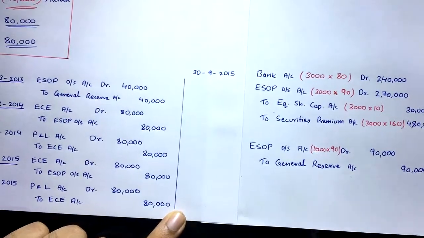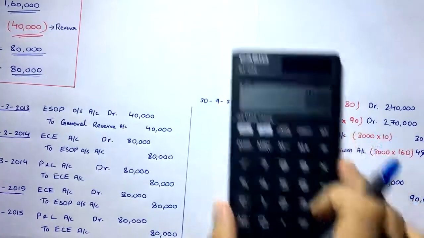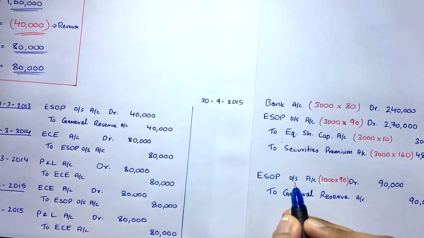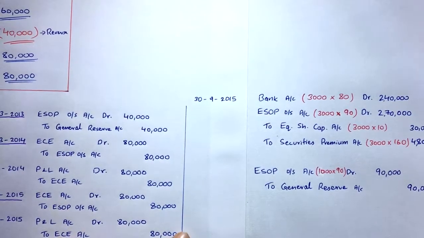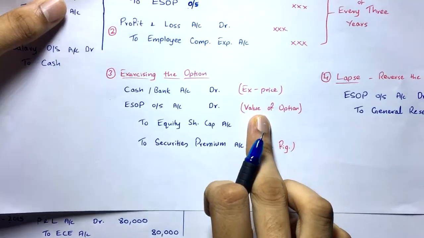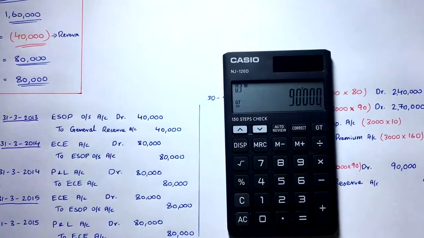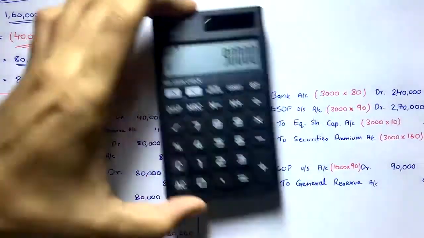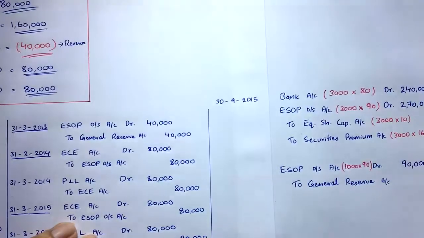Now how did I get this amount 90,000? See here, 1000 options have been lapsed, and I've always told you ESOP outstanding account always plays its game on value of option. So that's why 1000 into value of option into 90, that's equal to 90,000. Is it clear? Easy. So this is what we have to do. It's a very simple question actually.